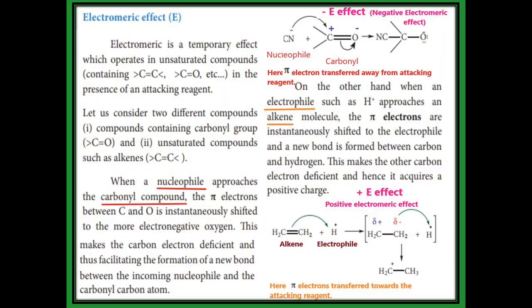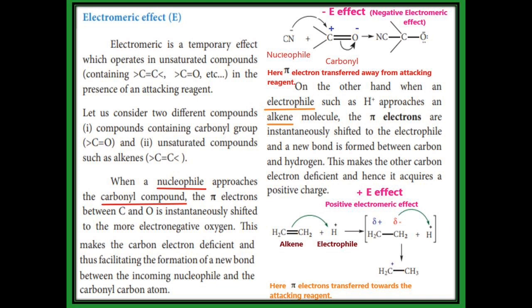When the attacking reagents attack an unsaturated compound like an alkene, alkene means C double bond C, or a carbonyl compound, that is C double bond O, then it gives the electromeric effect. It is a temporary effect. Let's see the effect.